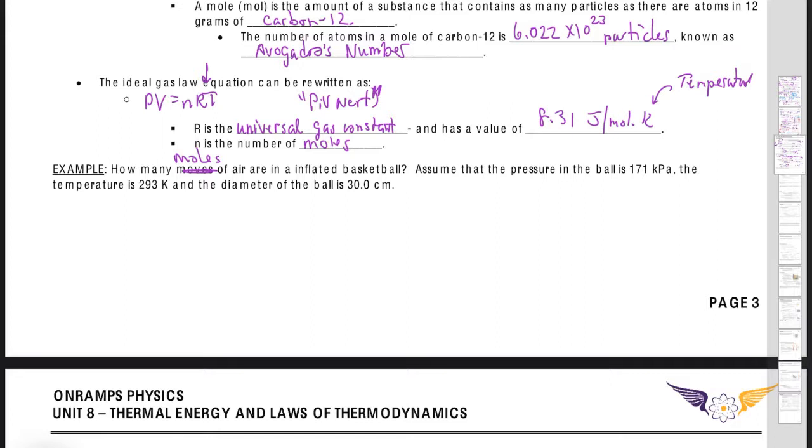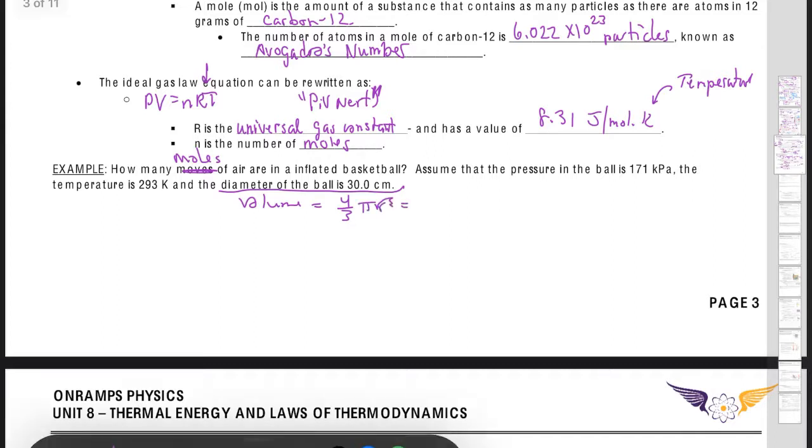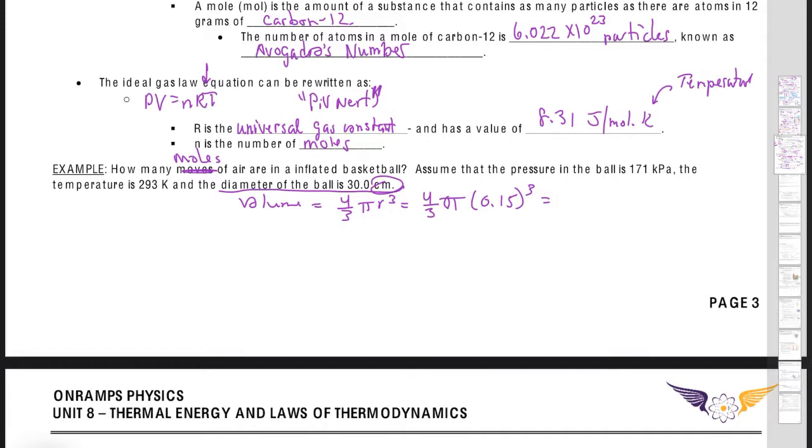And the reason why we need this is because we need to find the volume of the ball. The volume of a ball is a sphere, so it's 4/3 pi r cubed. So 4/3 pi r cubed is going to be 4/3 pi times 0.15 cubed. Because this is in centimeters, we need it in meters. So it's going to tell me that I have a volume of 0.01414 cubic meters.